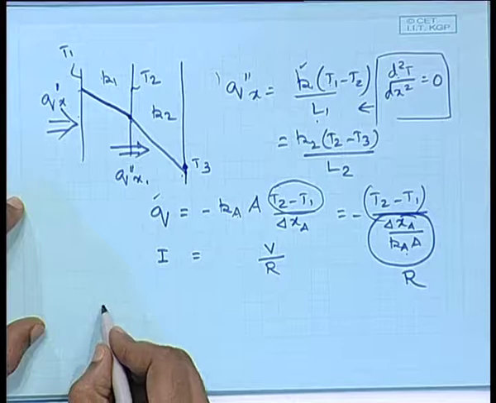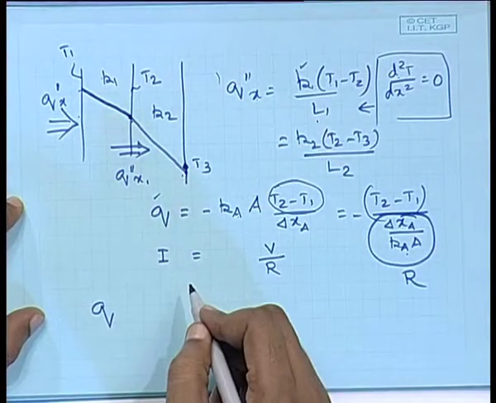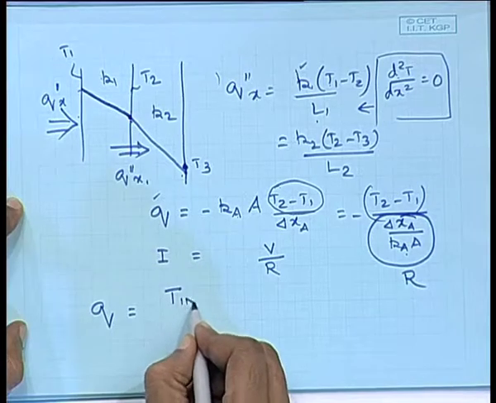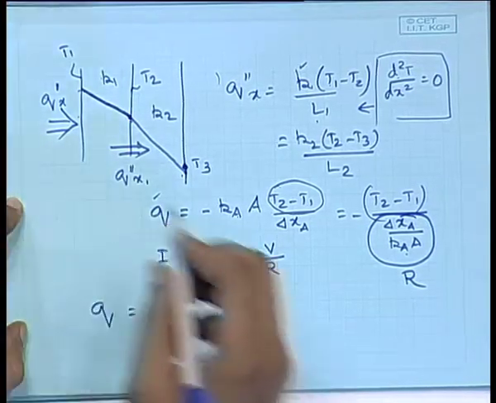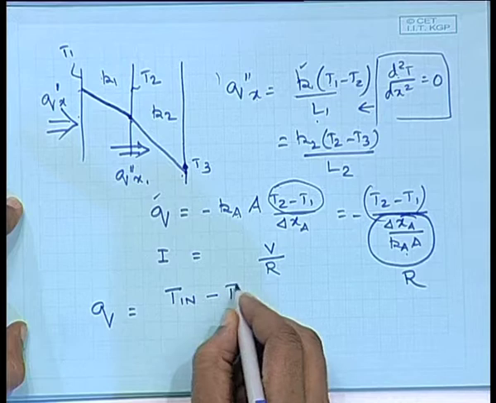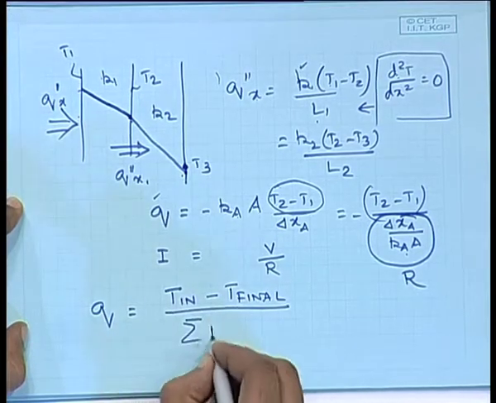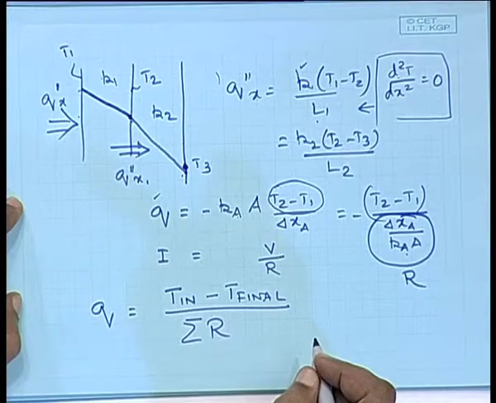So, she is saying that it should be final temperature minus initial temperature divided by the sum. Is this the sum of all resistances? Okay, the sum of all resistances. So, if I write the Q for a multi-layered wall, it is simply going to be equal to T initial, because that contains a minus sign in front. So, I am changing it to T initial minus T final divided by the sum of all resistances.